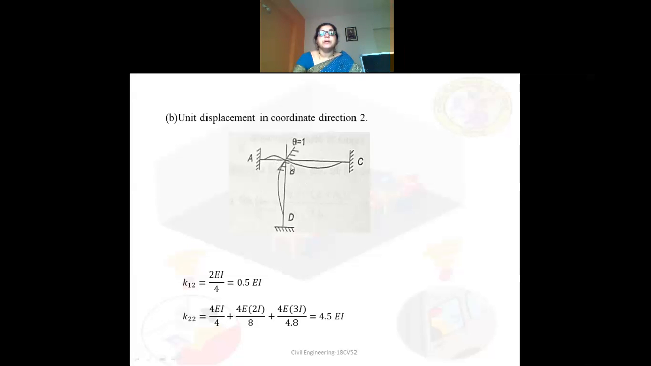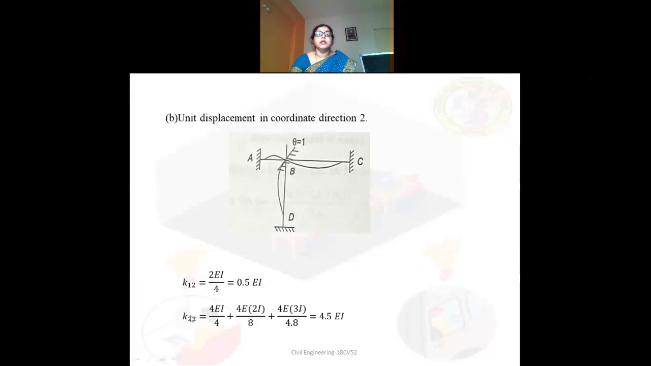Now for span BA, what is happening at coordinate 1 due to unit displacement or unit rotation at coordinate 2 is 2EI by L into 2 theta A plus theta B minus 3 delta by L. Theta A is 0, delta is 0. So what is the answer we are going to get? We are going to get 0.5 EI.